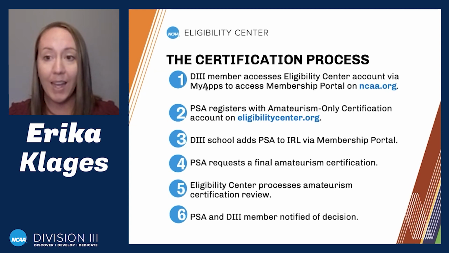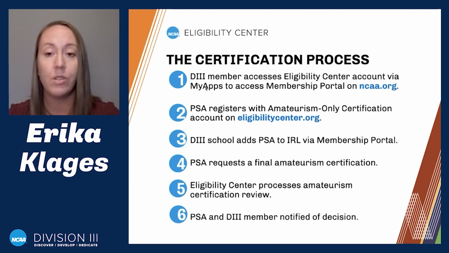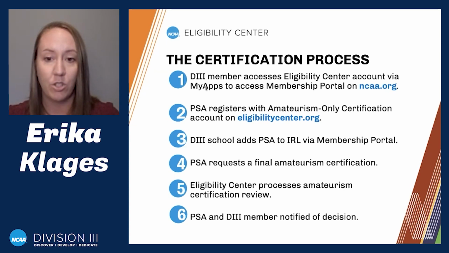Once the PSA has a certification account, the Division III school adds them to their IRL via the membership portal. And then the PSA will request a final amateurism certification. The PSA will not get a certification decision until they have requested a final one. But at that time, the Eligibility Center would process the certification review, and both the PSA and the D3 institution would be notified of a final decision.